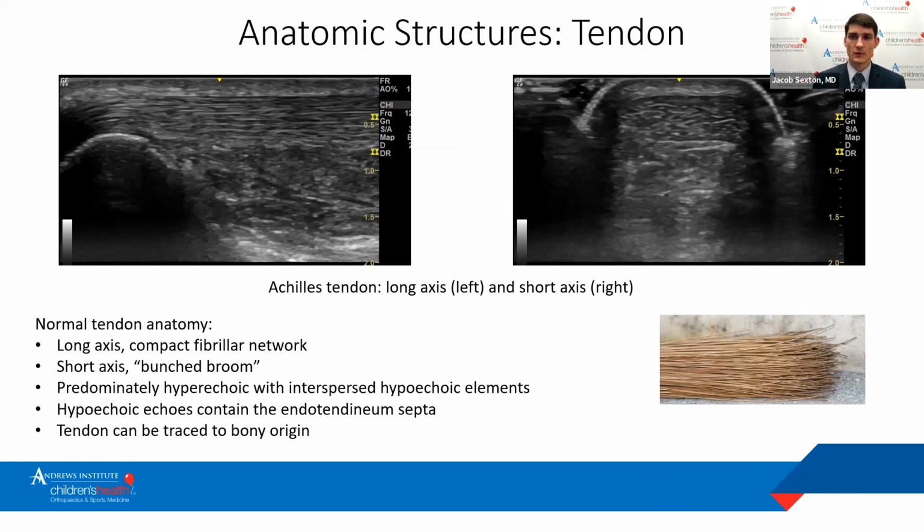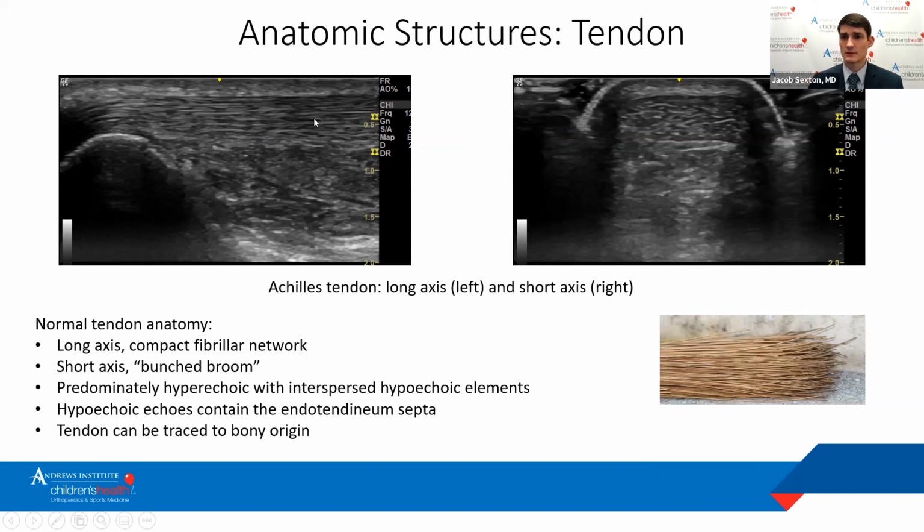Just trace it back to its bony origin or its bony insertion, and that'll let you know that you're correctly on a tendon. And then you can follow it out to its musculotendinous junction to follow along into the muscles if you're having difficulty finding your home base. So the top left image, I know we've seen this one a few times, but it's an excellent example of what a normal tendon looks like.